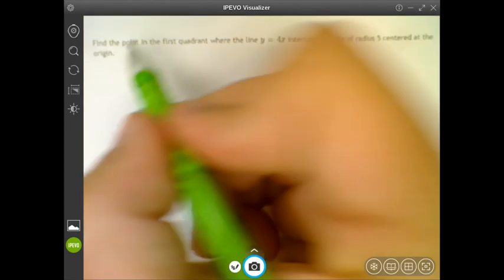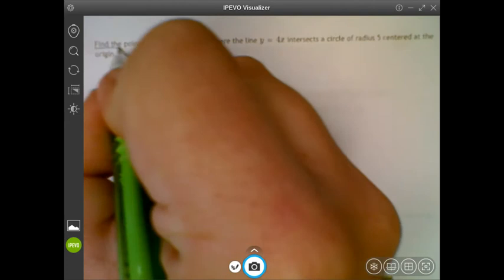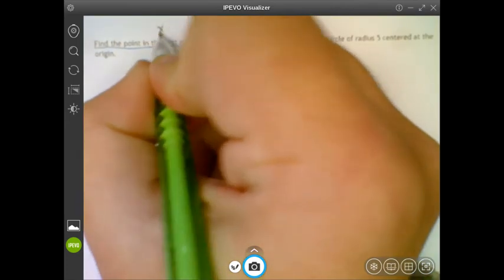All right, a little bit of a story problem here. So we have to find the point in the first quadrant. So not just all points, but just the one in the first quadrant. And if you remember, the first quadrant is where x and y are both positive numbers, right? Where the line y equals 4x intersects a circle of radius 5 centered at the origin.